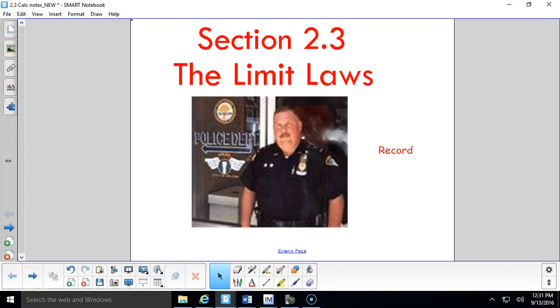This section is about limits, and it's about a more formal way of finding limits, rather than in the previous section, which was more about just visually looking at it. This walks us through the formal ideas of it.